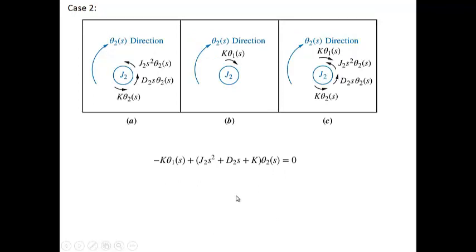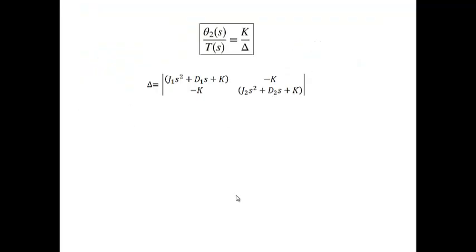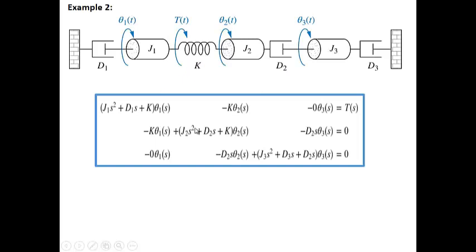So now you can directly get the answer by doing the simultaneous equations, and then you will get θ2(s) over T(s), which is your transfer function, equal to K over the delta here. The delta here is the summation of this one times this one minus this one times this one. You need to try this, and then you will get the answer for the transfer function of the system for θ2(s) over T(s). Okay, and this is an example.